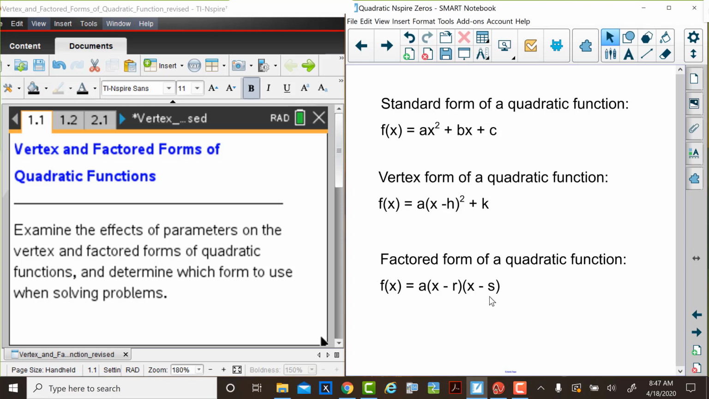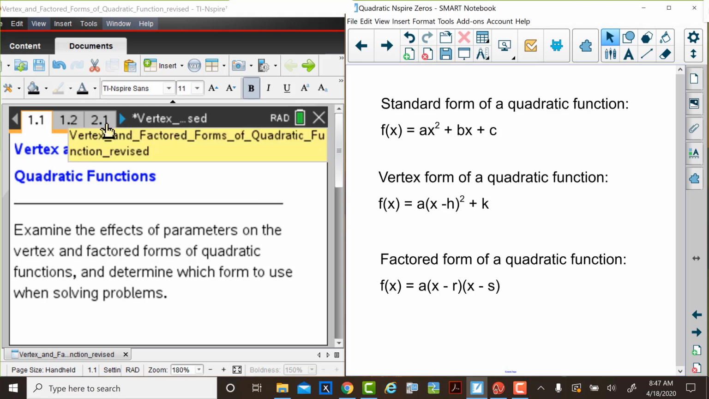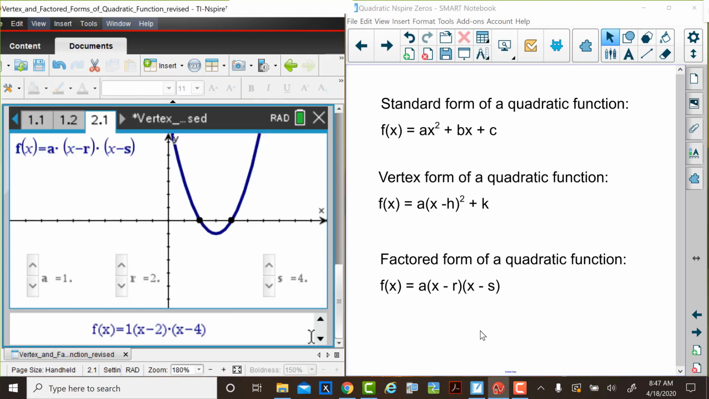On page 2.1 of the TI-Nspire document, we see that we have a factored form, a multiplied by x minus r times x minus s up at the top of the page. a currently has a value of 1, r is 2, and s is 4. Note at the bottom of the page, we have the factored form with the values substituted in for a, r, and s. Currently, the value of a is 1. The graph of the quadratic opens up.